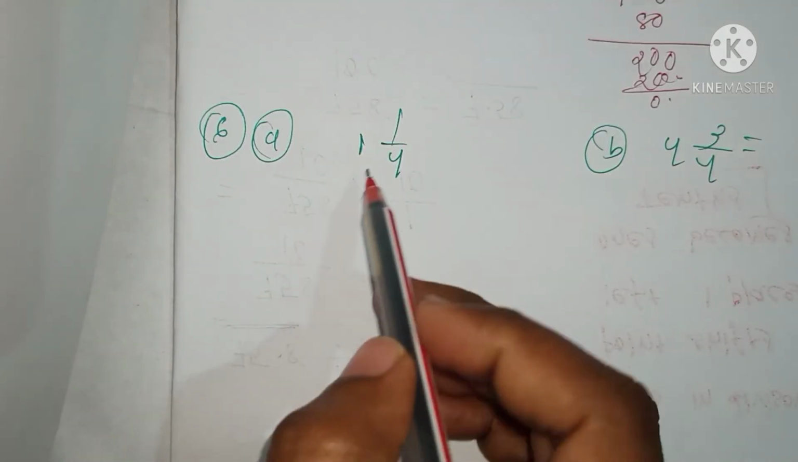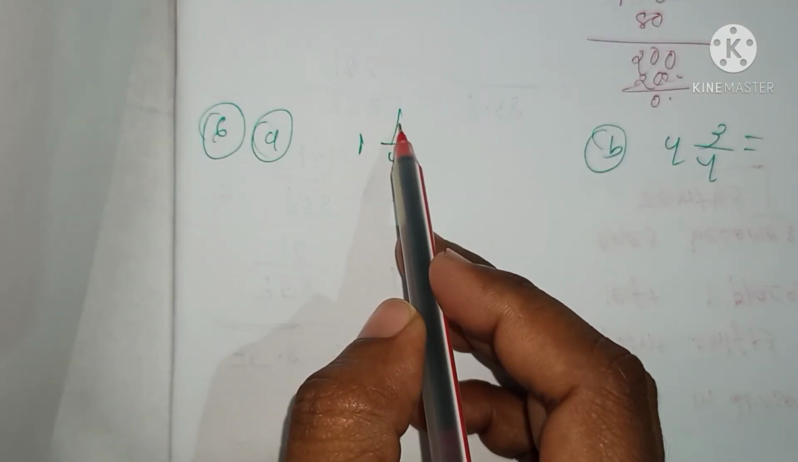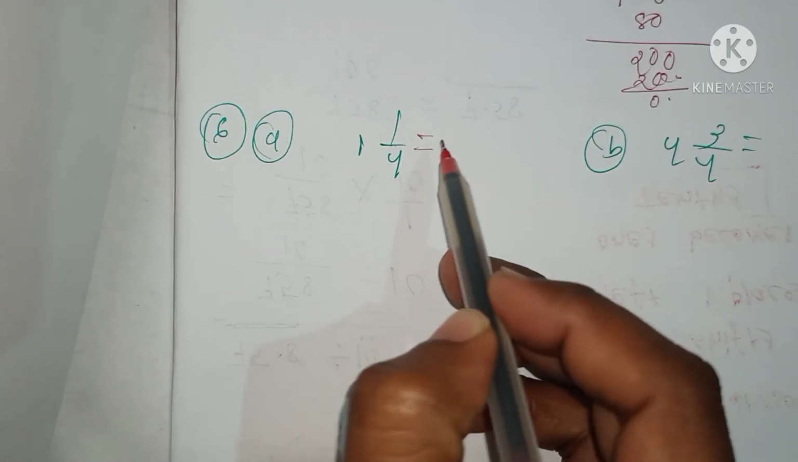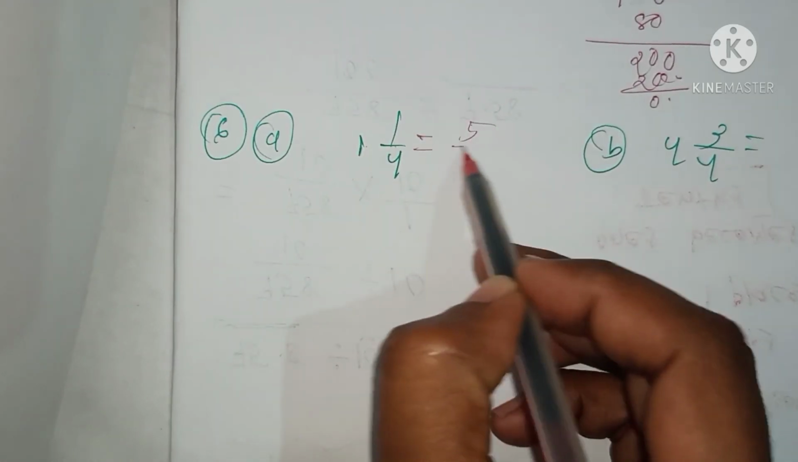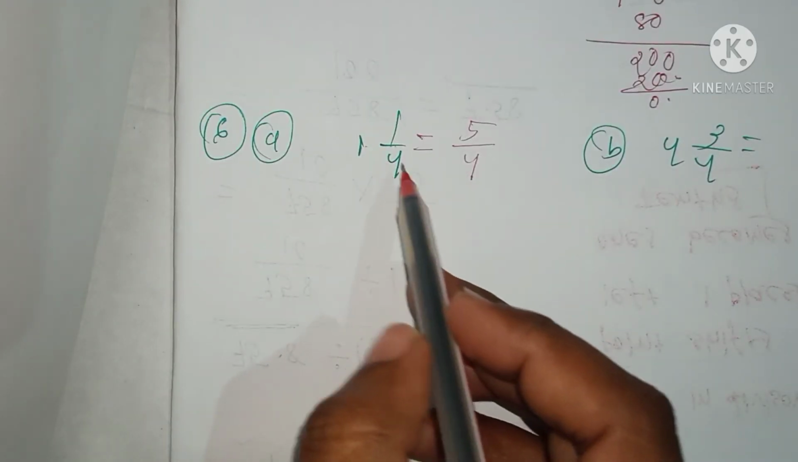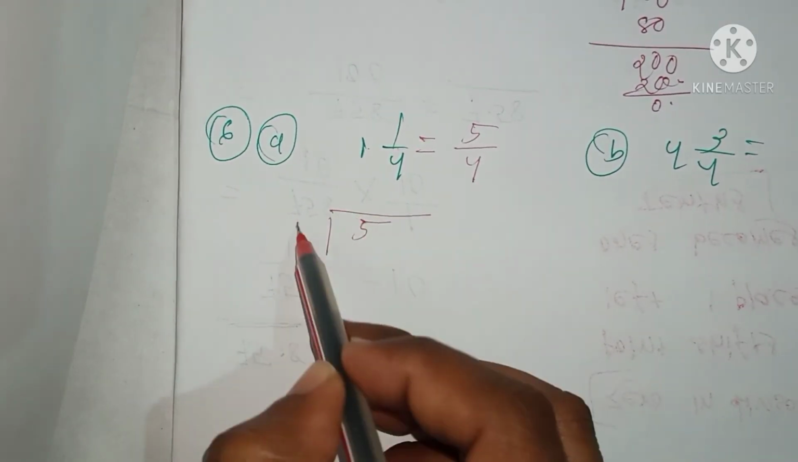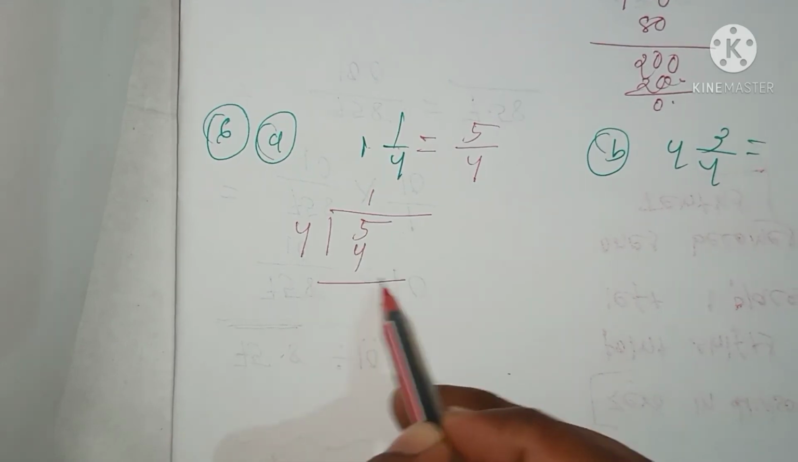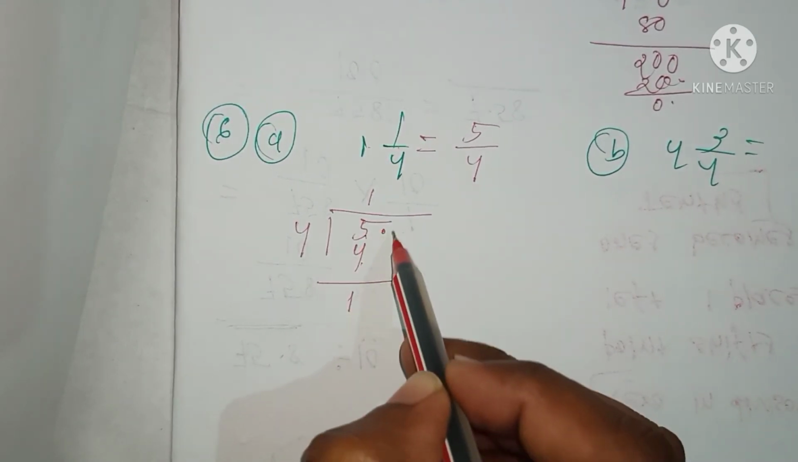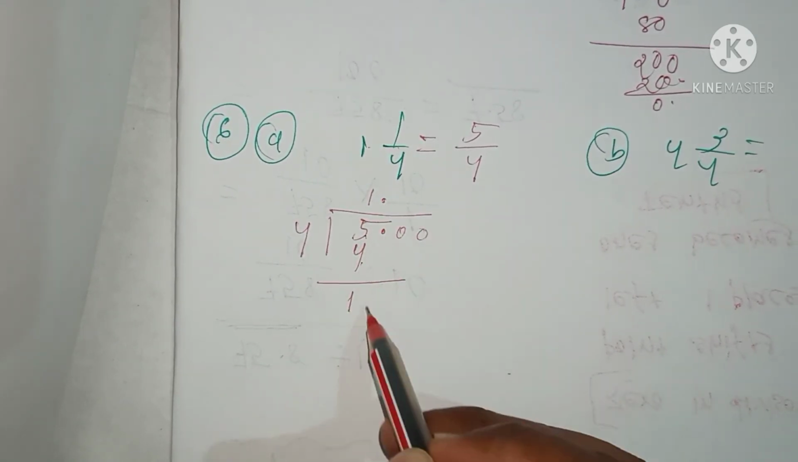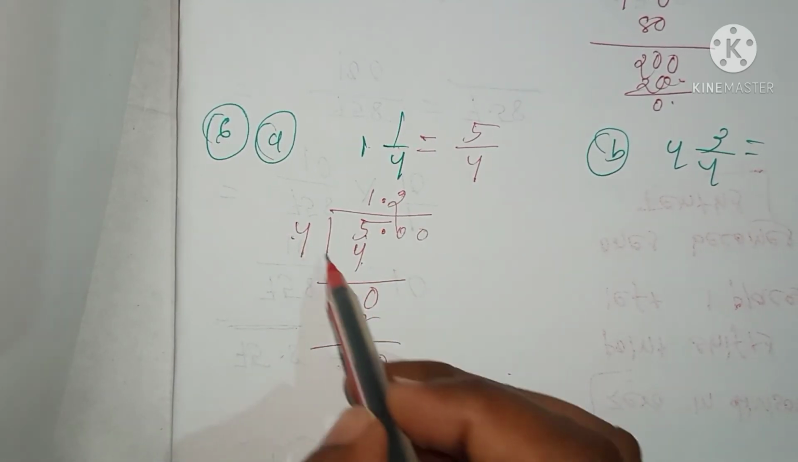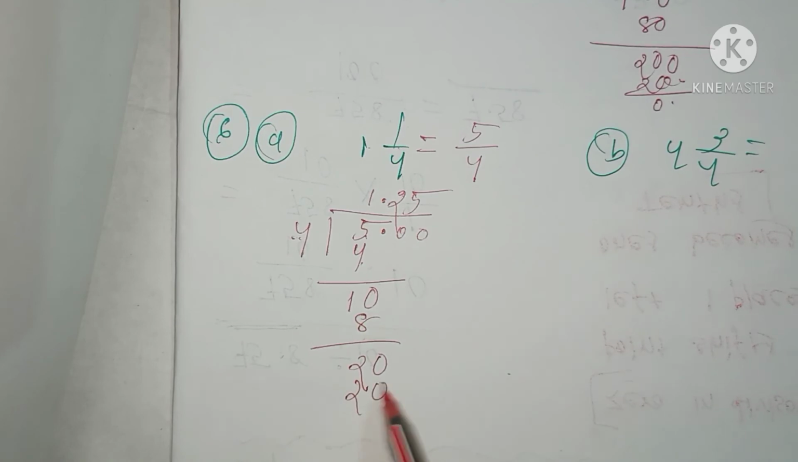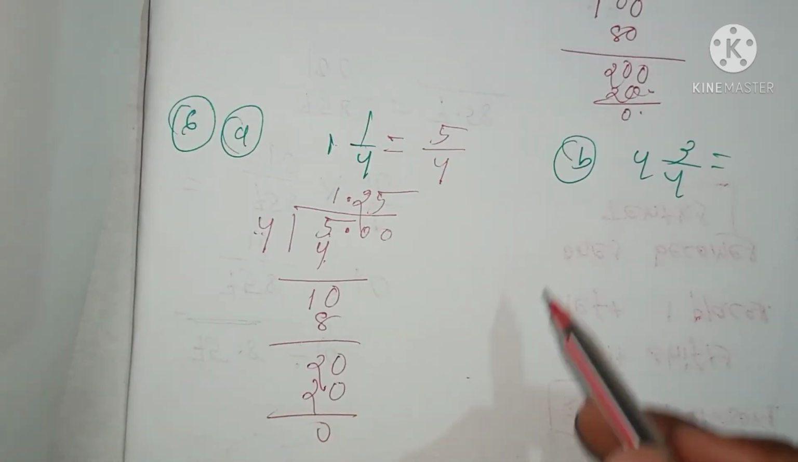So question 6 is the mixed fraction. First you have to convert this into an improper fraction, then you will do the division. So 4 1s is 4 plus 1 equals 5 by 4. Okay. So 5 divided by 4. 4 1s is 4. Then 5 minus 4 equals 1. Here point means many 0s are there. 1 0 will be brought down. 4 2s is 8. So 2 1 0 will be brought down. 4 5s is 20. 1.25 is the answer.